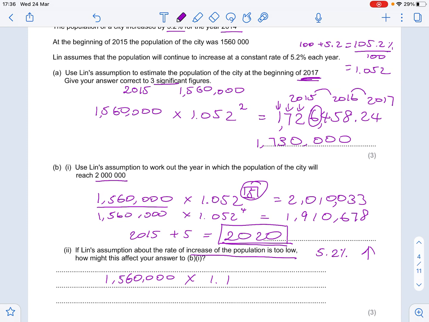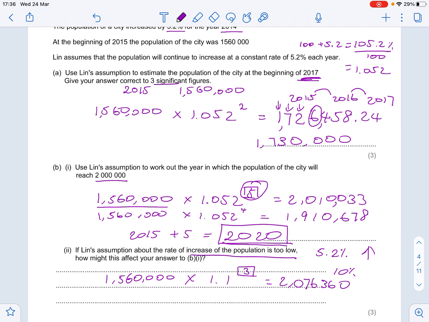If this is greater, that means the year required will be less. So let's say the actual is 10%. That's why our multiplier is 1.1. So let's see what happens to the year when it's a 10% increase. You only need 3 years to reach over 2 million.